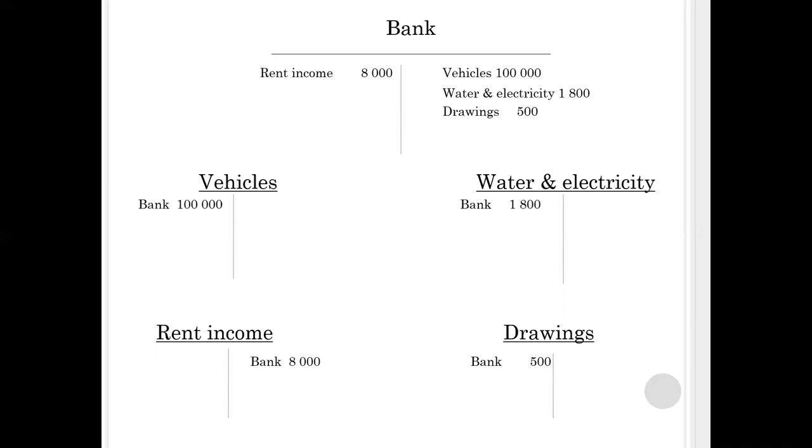Okay, so we credited rent income. Double entry principle is saying for every credit, there's a debit. So what are you going to do with the friend bank then? On the debit side, you're going to write the entry, and there at the top you will see it. Rent income on the debit side, 8,000 rand.